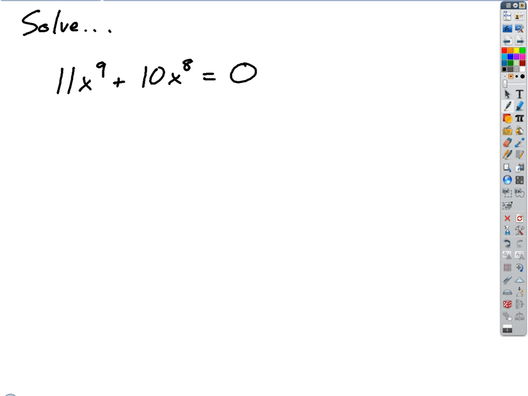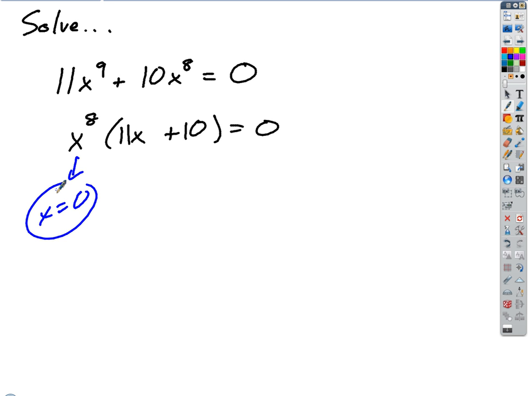Okay, so we can factor out an x to what power? An eighth, yeah. Factor out an x to the eighth. And if I do that, what am I left with? Okay, and then by the zero product property, this is really simple. What are our solutions going to be then? If I set these equal to 0, what do I get here? 0, yeah. When is x to the eighth equal to 0? When x equals 0.